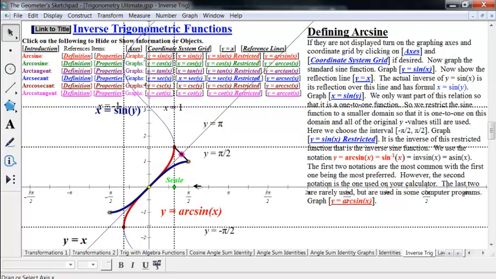Now, if I look at this and put a line segment across here, notice that the point right there on the line y equals x is the midpoint of that line, and notice we have a right angle. We have a right angle right here.